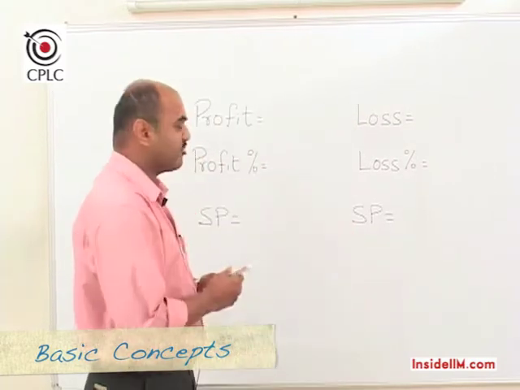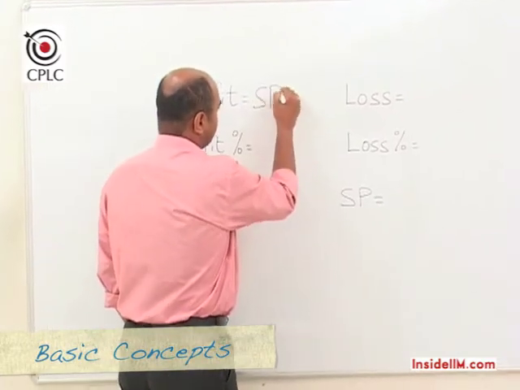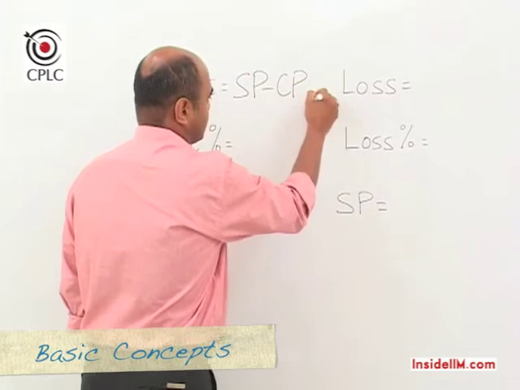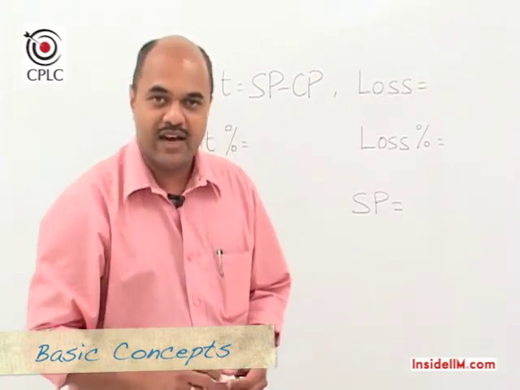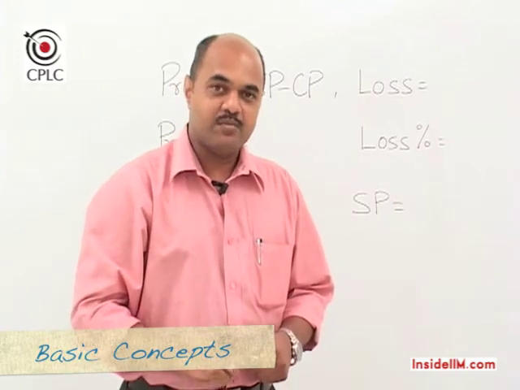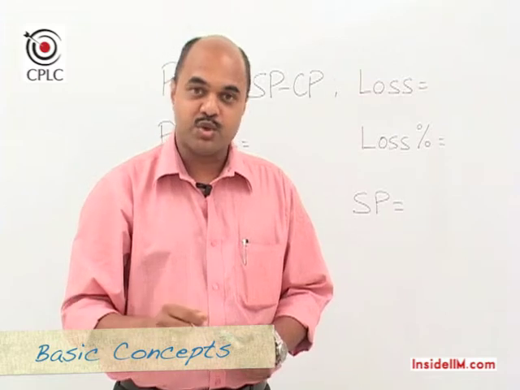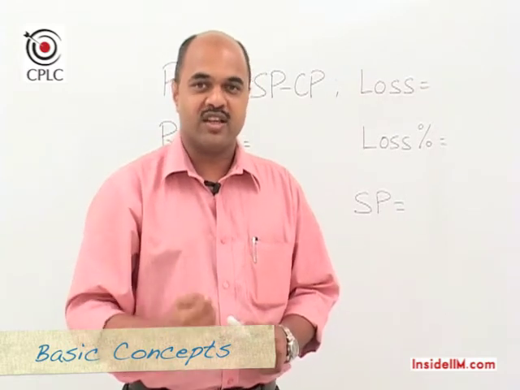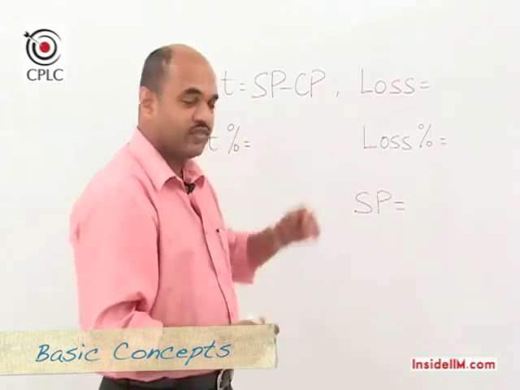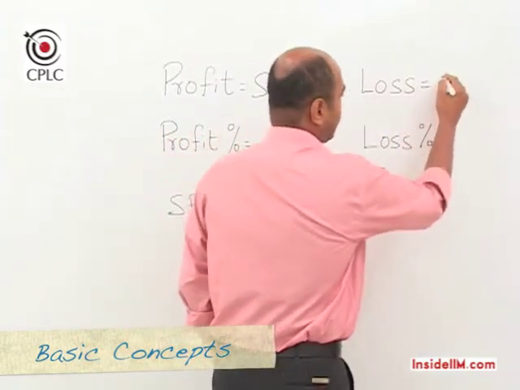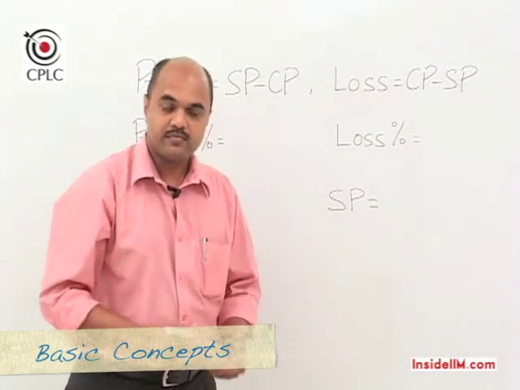And hence, in terms of a formula, profit would be nothing but selling price minus cost price. On the other hand, if I have purchased an article at a price CP and I am selling it at a price SP, where I am forced to sell it at a price lower than the price at which I have purchased, then I lose money. Hence, the formula for loss would be cost price minus the selling price.